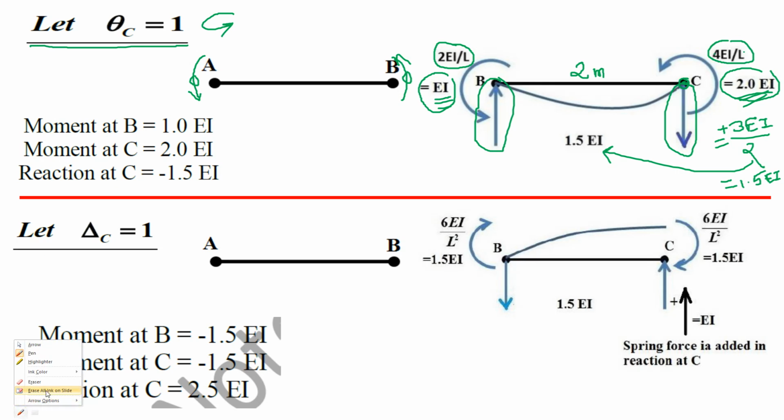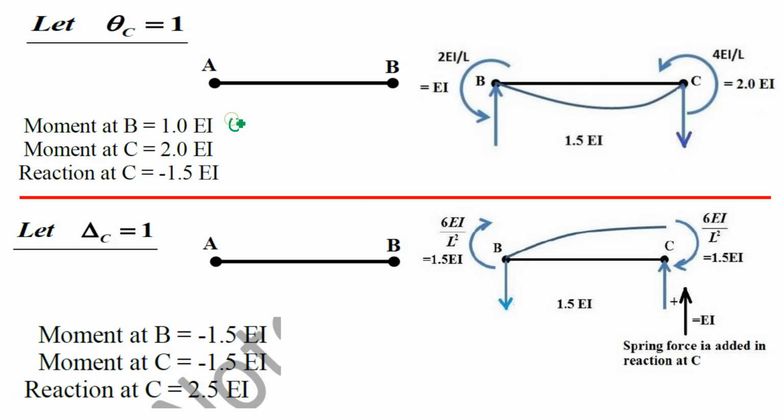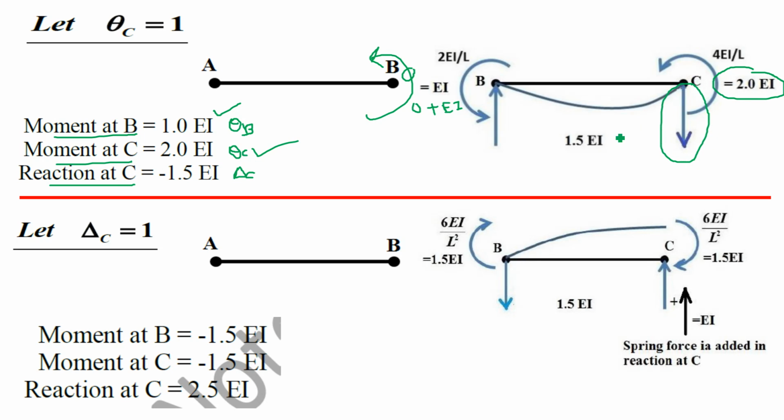Again we have to collect the actions. Our first unknown is theta B, second unknown is theta C, third unknown is delta C. Corresponding actions are moment at B, moment at C and reaction at C. What is the moment at B? It is 0 in the AB span and 1 EI. So 0 plus 1 EI. Moment at B is EI. Then moment at C is 2 EI and reaction at C is downward, minus 1.5 EI. Downward means minus. This is the second figure.